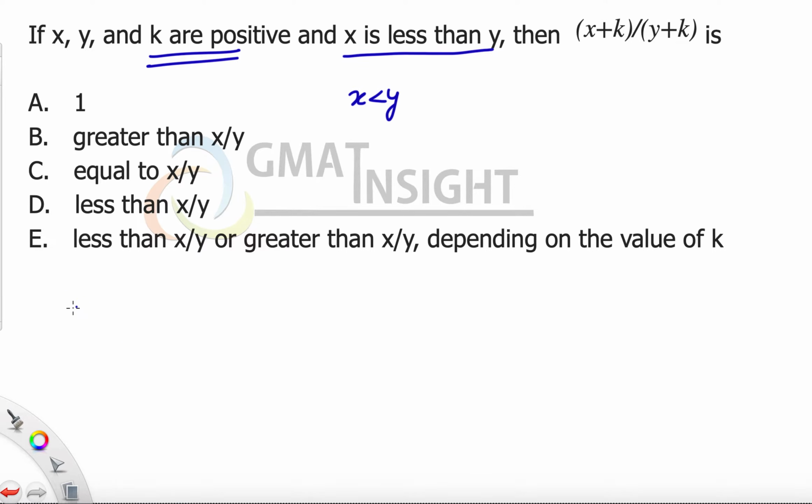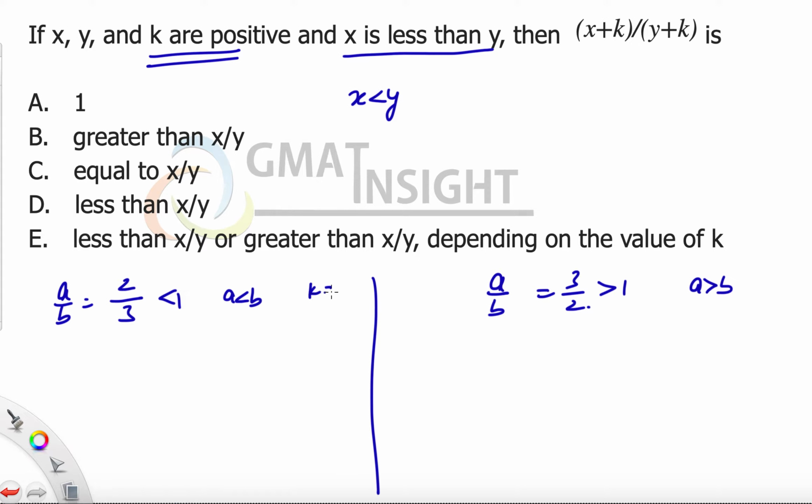Why does it happen? For example, there is one case that I am taking a over b as 2 over 3, and there is another case I am taking a over b as 3 over 2, and that means a upon b I am taking less than 1, a upon b I am taking greater than 1. That means in this case a is greater than b, and in this case a is less than b, and in both the cases I am taking k equal to 1. So these are the two conditions, and they are all positive cases.